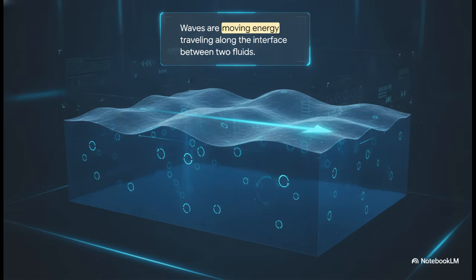oceans. So, the absolutely crucial takeaway here is this. Waves are moving energy. They travel right along the interface between two fluids, in this case, the atmosphere and the ocean. When you're standing on the beach watching a wave roll across the water, you aren't actually watching a chunk of water travel from point A to point B. No way. You are watching pure energy move through the water. The ocean itself is literally just acting as a transfer mechanism.